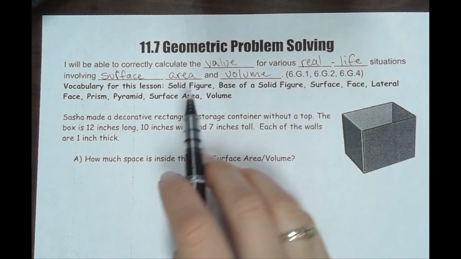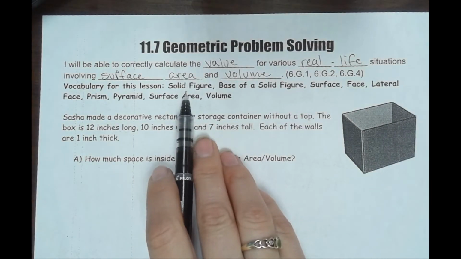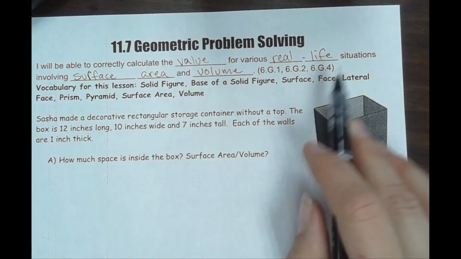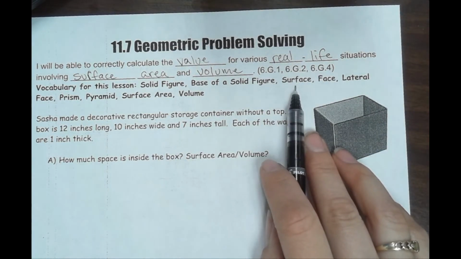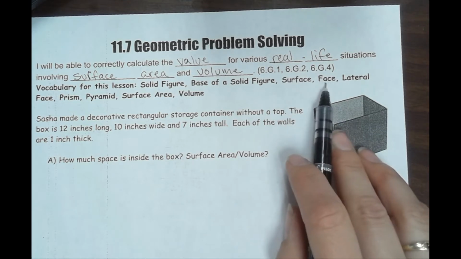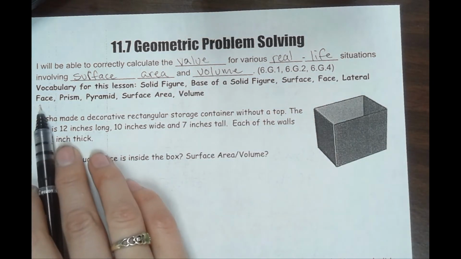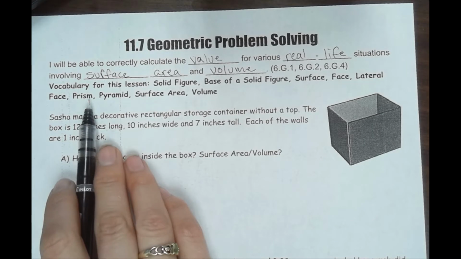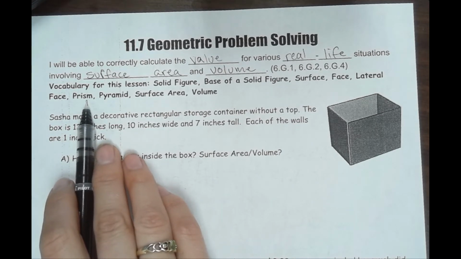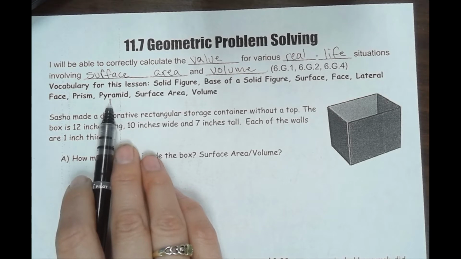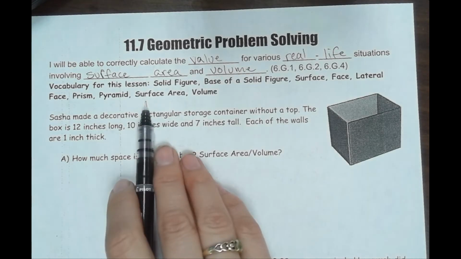Vocabulary for this lesson. A solid figure is a three-dimensional shape. The base of a solid figure is that base shape. Surface is the area on the outside. A face is one of the flat sides on the outside. Lateral faces are faces that are not the base. A prism has two bases and all the other sides are rectangular lateral faces. A pyramid has one base and all the lateral sides are triangles that meet at a common vertex.